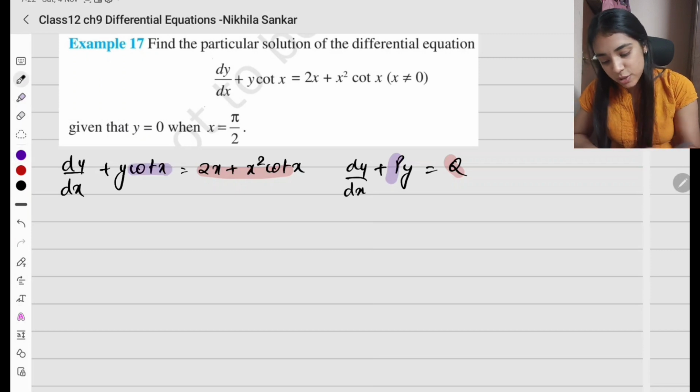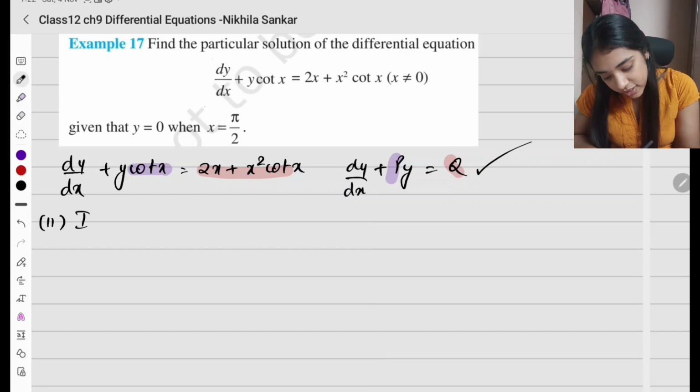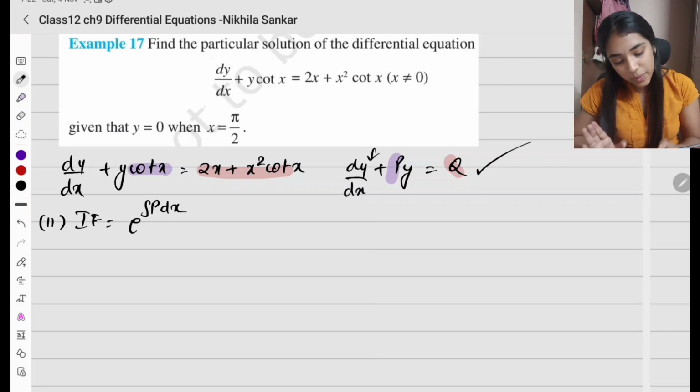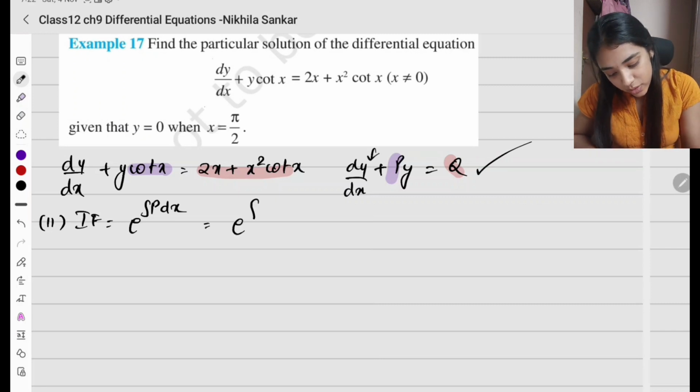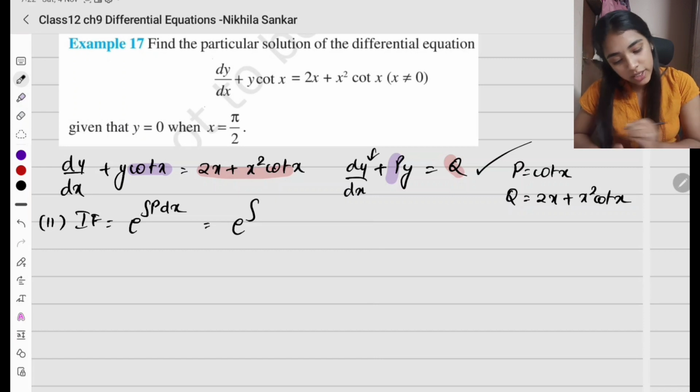Okay, and the formula is there. So, the first step is already done. Second step, find the integration factor, which is e to the power p dx. Here we are doing dy by dx, so it is going to be p dx. Now, I have e to the power of p's value. I didn't write that. p equals cot x and q equals 2x plus x square cot x.